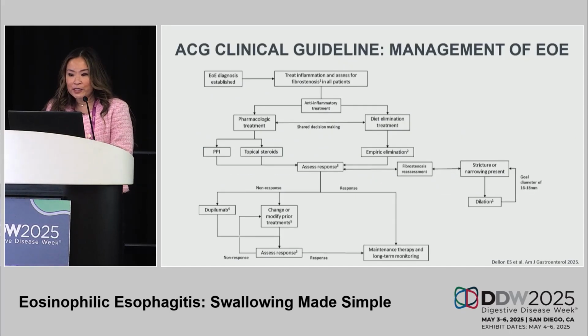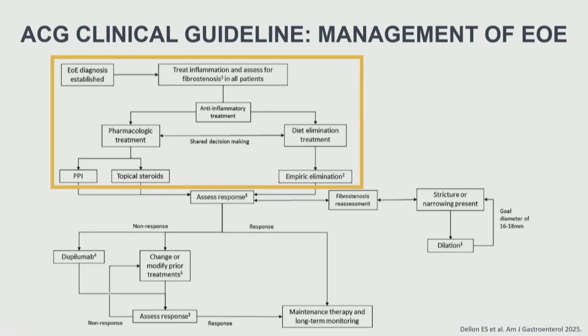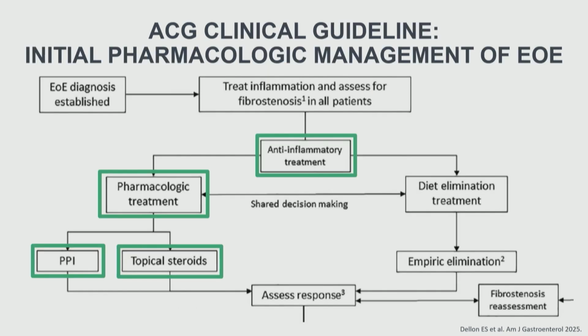I'll bring your attention to this management algorithm that was recently published in the ACG clinical guideline. We'll first focus on the initial diagnosis, as I've highlighted here. If we zoom in on this part of the figure, we'll focus on the anti-inflammatory treatments, and we'll review the pharmacologic treatments, including PPI and topical steroids.